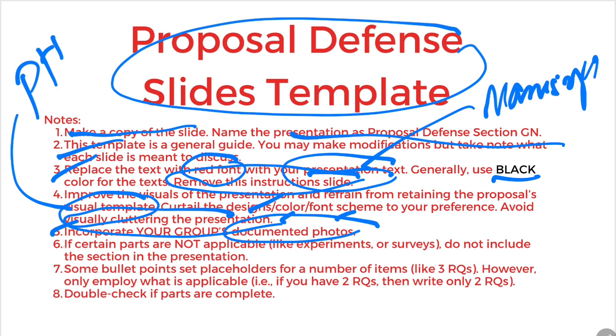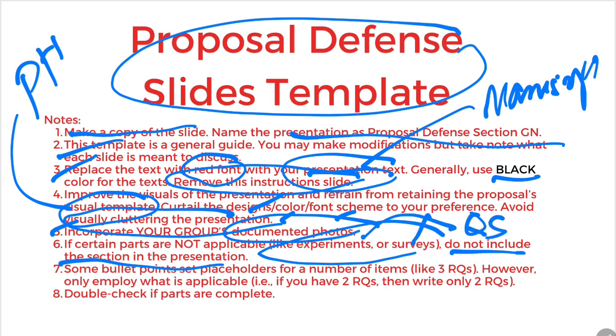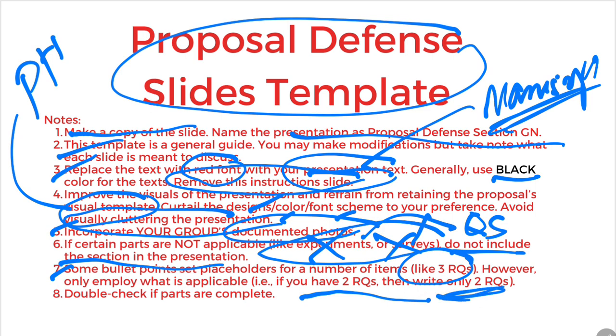If certain parts are not applicable, please take note that you do not need to include them in the presentation. So for example, your study is more of a qualitative study which will not include experiments or surveys. So do not force an experiment or a survey section. Only incorporate what has been written in your manuscript already. Some bullet points set placeholders for a number of items, like for example, 3 research questions. However, only employ what is applicable. That is, if you have only 2 research questions, then focus on only 2 research questions.